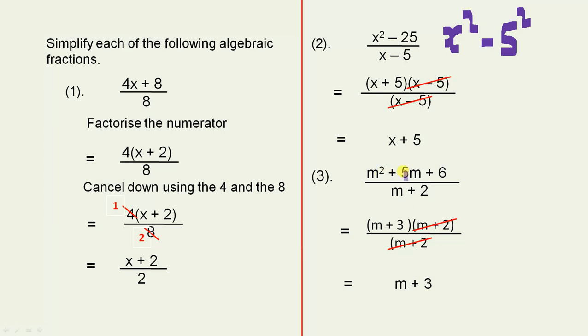Example 3, we've got m squared plus 5m plus 6 on top. We saw in an earlier video how to factorise a trinomial like this. And the factorisation of that trinomial will be m plus 3 times m plus 2. If you multiply those out, you will end up with that answer there. So we have m plus 2 here, we have m plus 2 there, we cancel those out and we're left with m plus 3. So we've seen three examples which show us how we can simplify algebraic fractions purely by factorising.